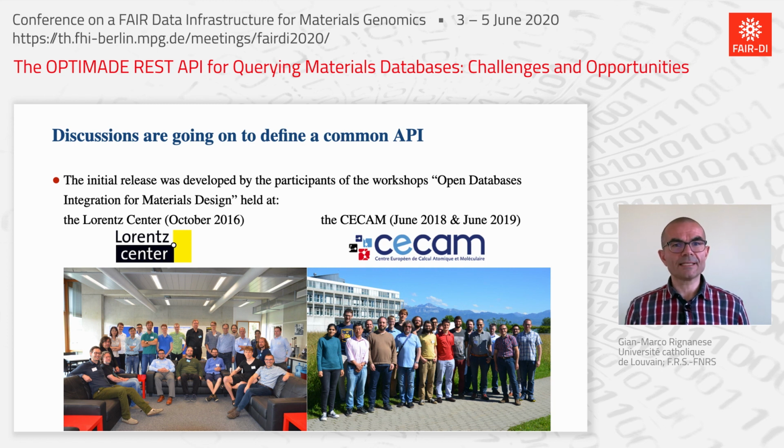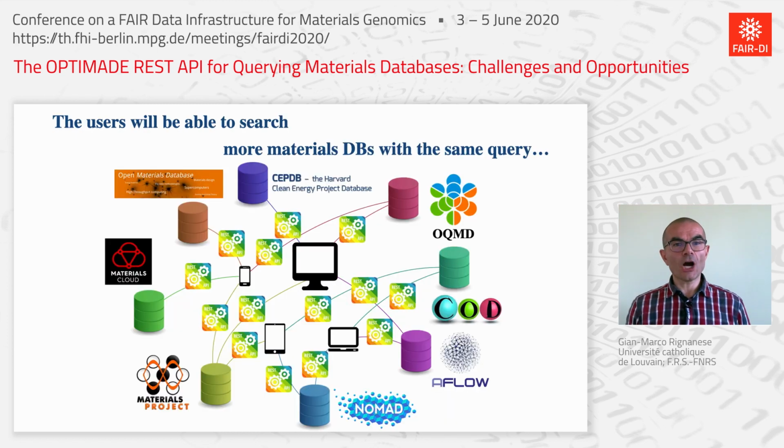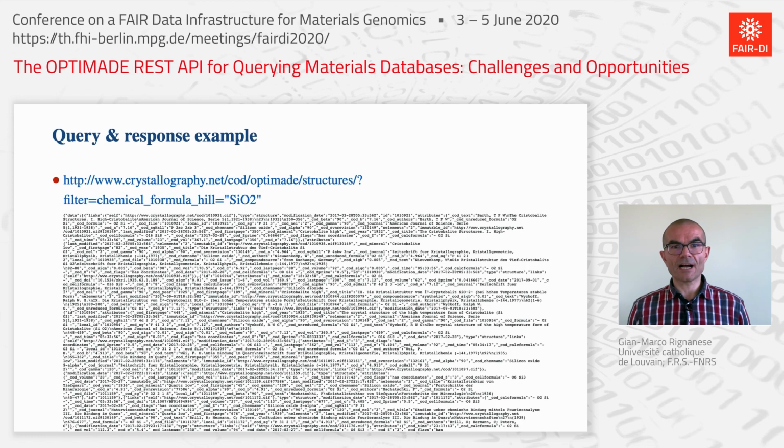developed the OPTIMADE API. The OPTIMADE API provides a holistic tool to access information from any compatible materials database. The same query can be used, and the response format will be the same. Each database provider will publish a base URL that serves the OPTIMADE API, for example, http://example.com/optimade.